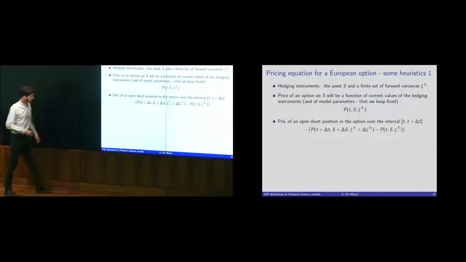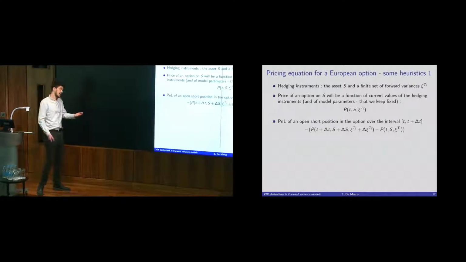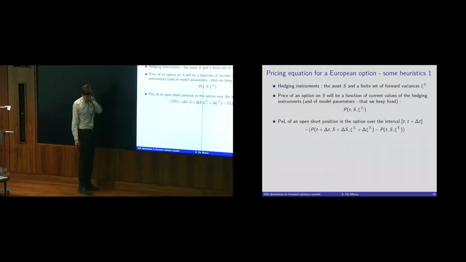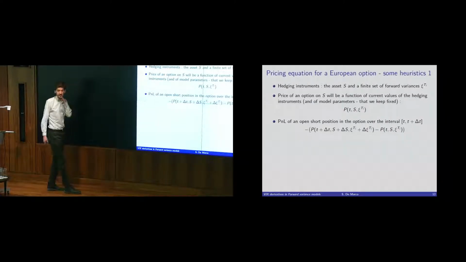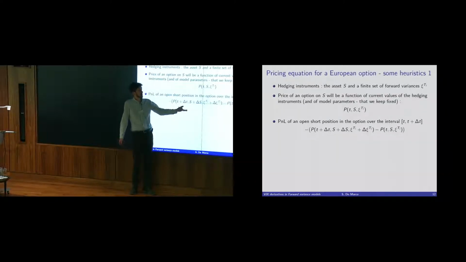So what the desk is interested in is to have an analysis of the P&L, of the profit and loss, that hedging this option with the model you are choosing or we are suggesting would give. So if you have, say, a short position in this option, the P&L of an open position, which means a position that is naked, not hedged, is the variation of the price of the option.